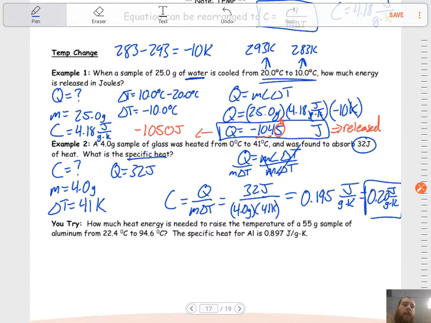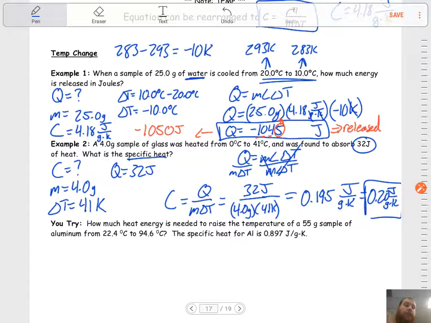Okay? So if you did that one with me, I encourage you right now to pause this video and try this you-try problem on your own. All right, so how much heat energy? I'm looking for energy, that's going to be Q. A 55 gram sample, so mass is 55 grams. Temperature change, this one is not as easy to do in your head, but again, just subtract your second temperature minus your first one. That's 94.6 minus 22.4, so you get a difference of 72.2, and we can just say that's Kelvin because, again, a 1 degree Celsius change is the same as 1 degree Kelvin.